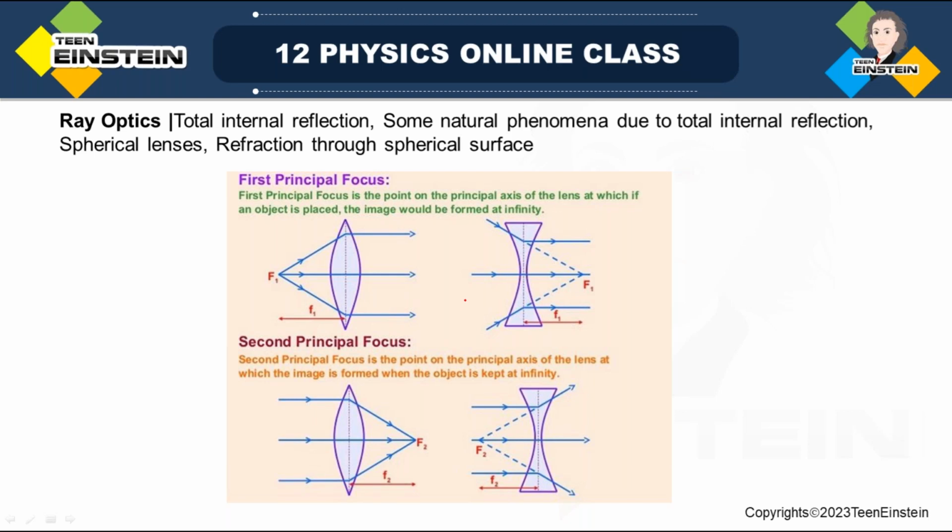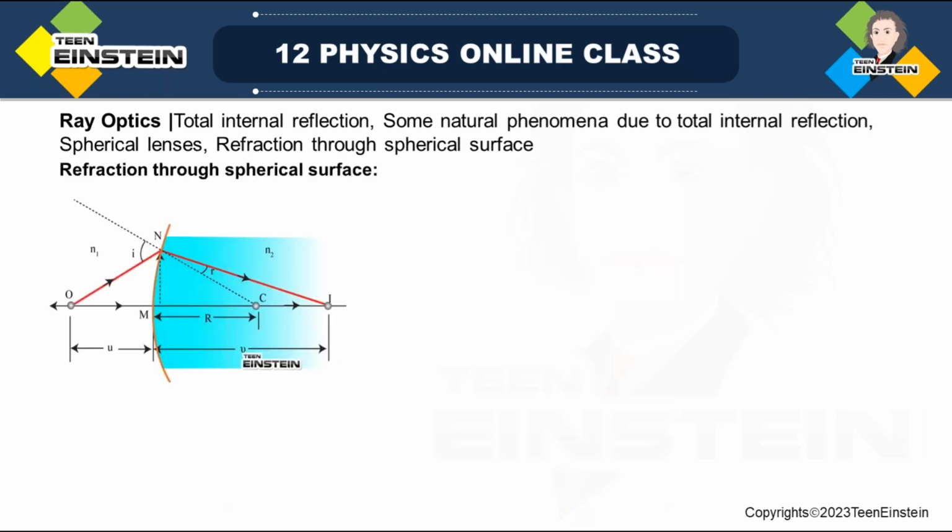For a lens. Okay, now we'll see the main and most important topic today, that is refraction through spherical surfaces. Refraction through spherical surfaces can happen in any direction. I have a transparent medium, like I'm looking through a glass. So this is glass.